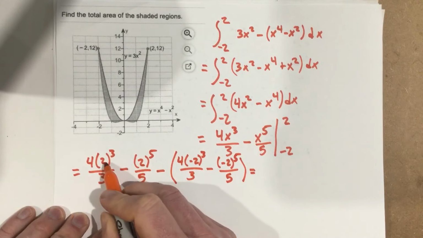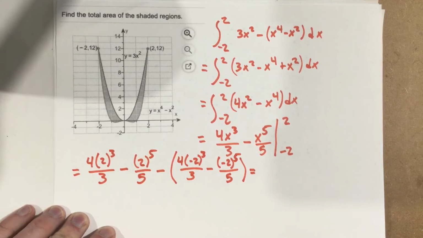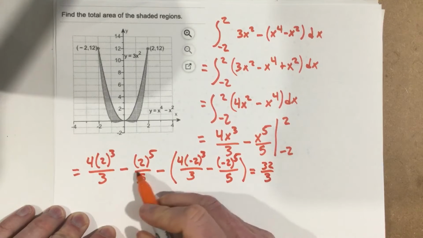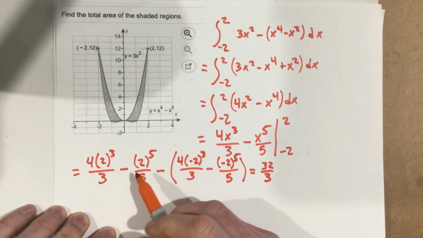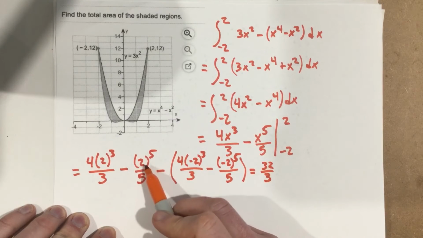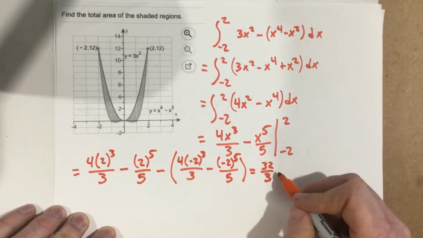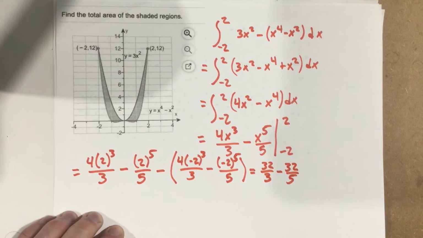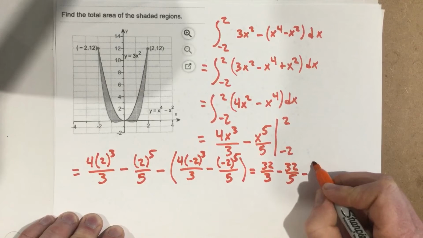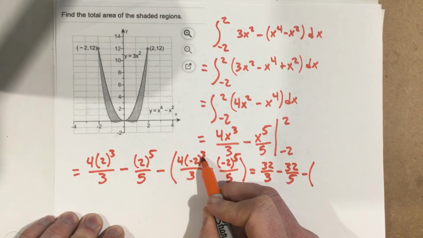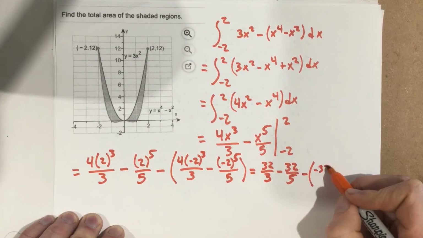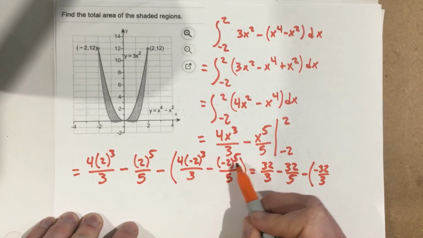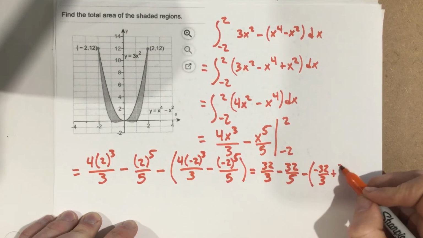When I evaluate this, 2 cubed is 8, times 4 is 32. So I have 32 over 3 for my first term. 2 to the fifth is 32. So I have minus 32 over 5 for my second term. When I write this, I write minus, and then -2 cubed is -8, times 4, so that's -32 over 3 in here. And then -2 to the fifth power is -32, but I have a negative there, so it's positive 32 over 5.